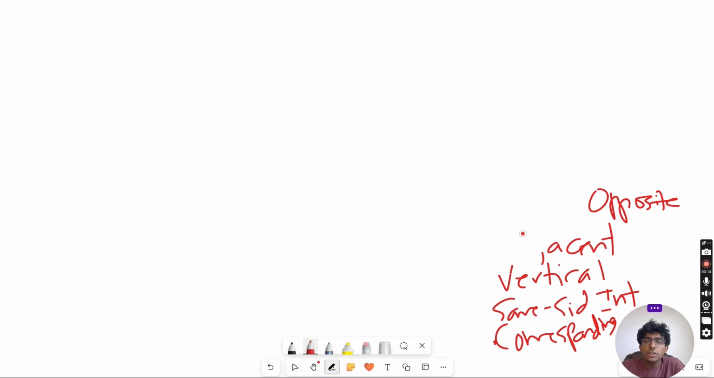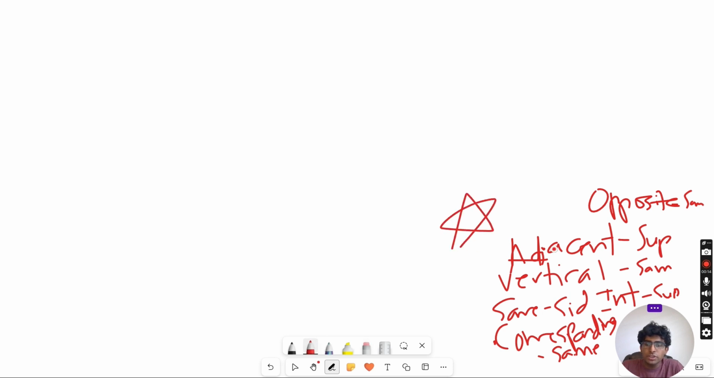Please make sure you memorize these names and what they are. Adjacent is supplementary, vertical is same, same side interior is supplementary, opposite is same, and corresponding is same. Alright? That's how you memorize them. You guys should memorize these.